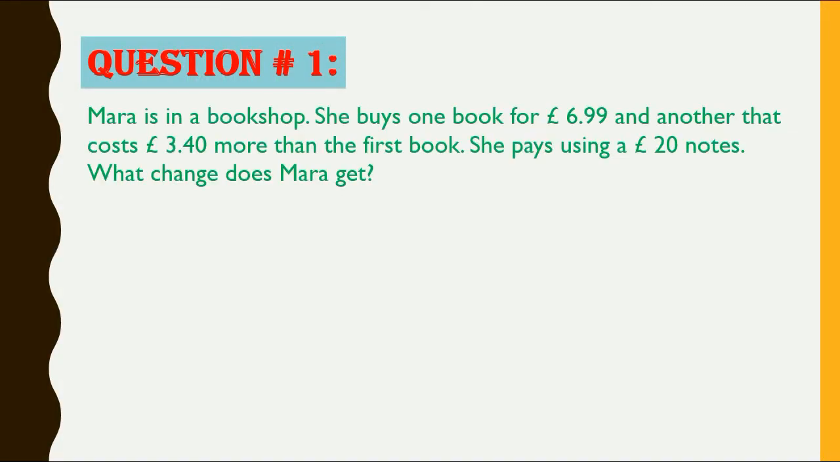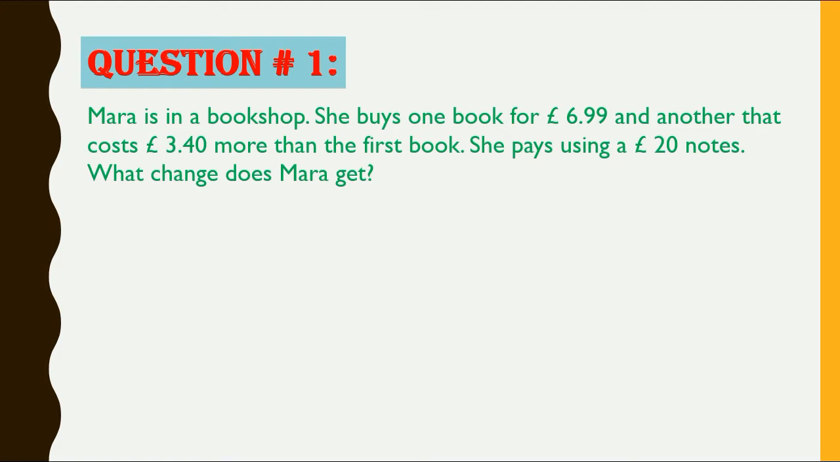Question number 1. Mara is in a bookshop. She buys one book for pound 6.99 and another that costs pound 3.40 more than the first book. She pays using a pound 20 note. What change does Mara get?